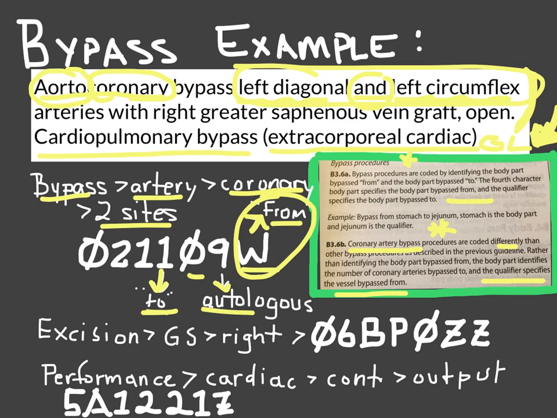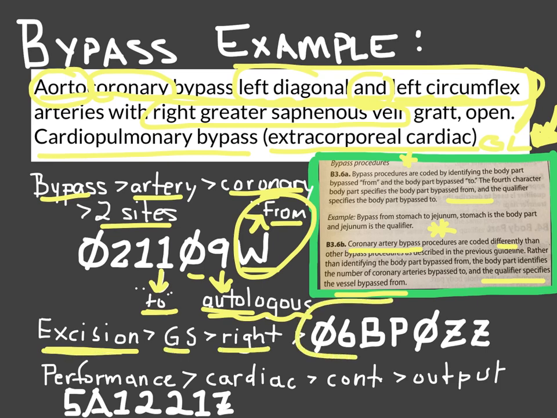So moving on here, since we replaced this section of artery with an autologous transplant, right, from the same patient, we took part of the right greater saphenous vein. We need to pull in, as part of this procedure statement, not only the bypass, but the harvesting of that greater saphenous vein portion. So here we would go to excision, greater saphenous right, which leads us to this code.